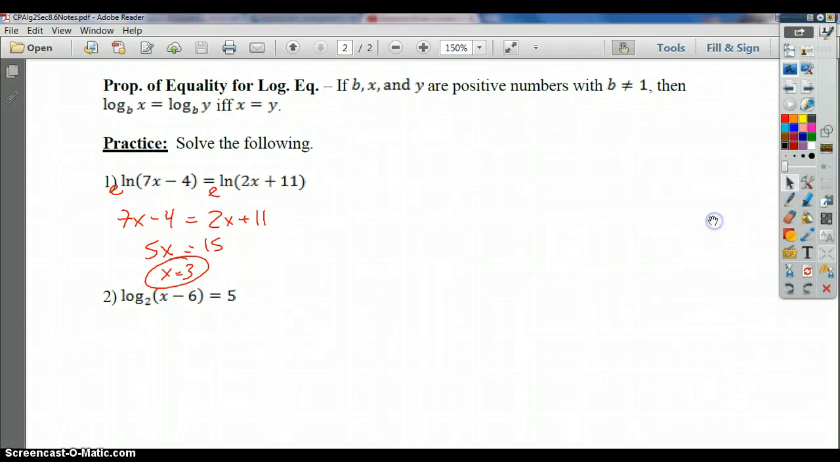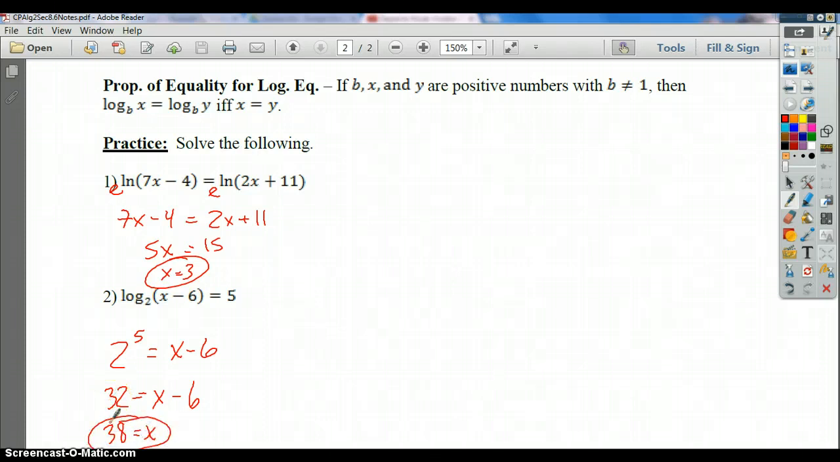Shift my screen down a little bit so that we can do number 2. Again, this would be base of 2 to the 5th equals x minus 6. So this should remind you of old school here. 2 to the 5th is 32. And all I have to do there is add 6 over. So we're looking at x is 38. You're probably sitting there going, yeah, I didn't see that. That was actually easier than what I thought.